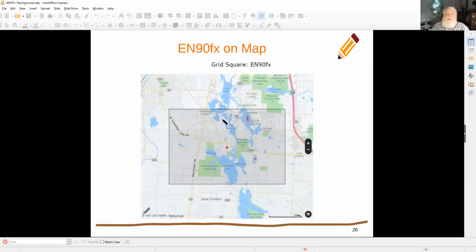Okay, so here's where EN90FX is. This little box rounds that. You see the little arrow here on the East Reservoir. That's approximately where we launched the balloon here. And the little diamond here is the center of that square here. Okay, so the balloon is someplace within this particular box here.